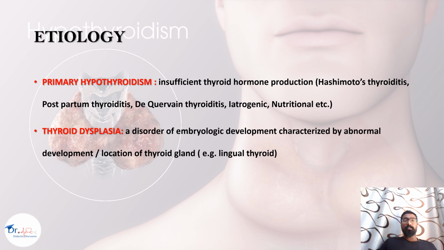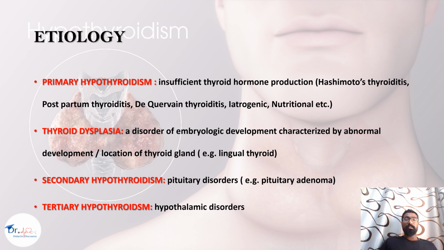So the next cause is thyroid dysgenesis. Thyroid dysgenesis is a disorder of embryologic development, characterized by abnormal development or location of the thyroid gland. For example, lingual thyroid. Lingual thyroid is a condition where a rare abnormal mass of ectopic thyroid tissue develops at the base of the tongue.